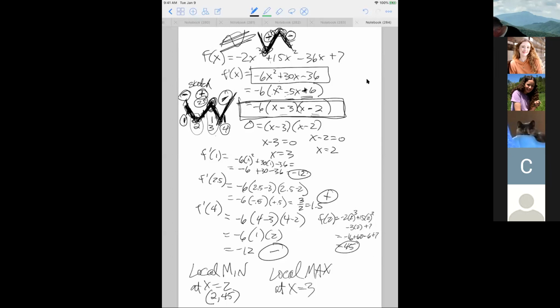And let's look at the local max. Plug in x equals 3. And I'm going to plug that in up here. I got a little more room. So I get -2 times 3 cubed plus 15 times 3 squared minus 36 times 3 plus 7. And I end up with, that's 27 times -2 is -54. 15 times 9, what do we have there? Is that 135? And then minus 108 plus 7. So I end up with, this gives me minus 108 plus 7 is minus 101. That makes this a plus 34. So I've got -54 plus, let me do that again.